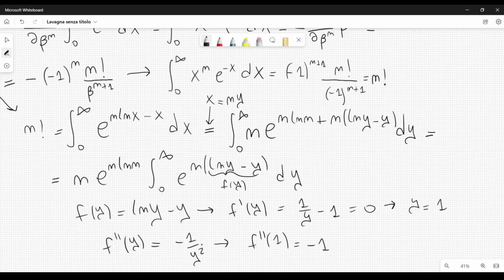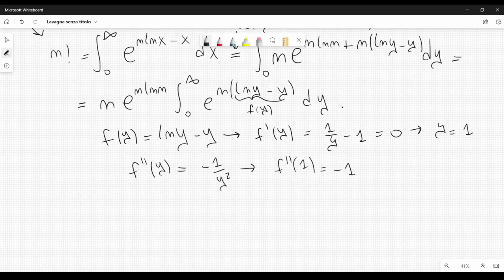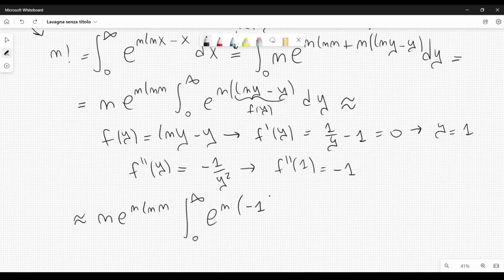So we are going to approximate the function f of y by truncating the Taylor series to the second order. We are not going beyond the second order. So this is going to be approximately equal to n e to the n log n integral from 0 to infinity of e to the n, and then instead of the function f of y, we get f of 1, which is minus 1, then we get plus f double prime of 1, which is minus 1, so we have minus, and here we have y minus 1 squared over 2 dy.